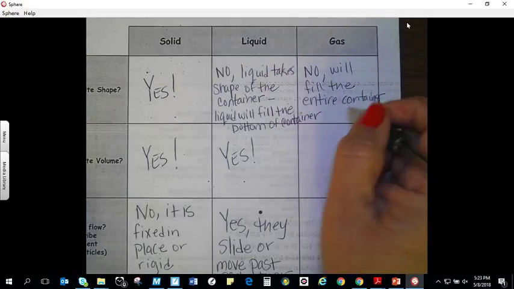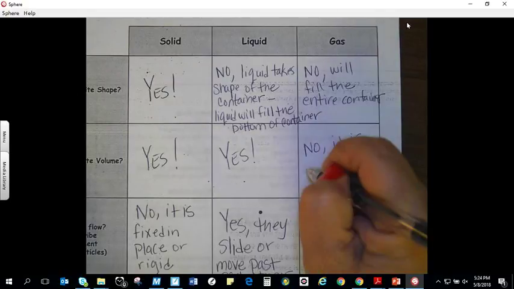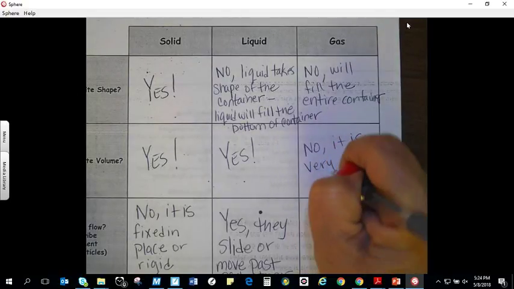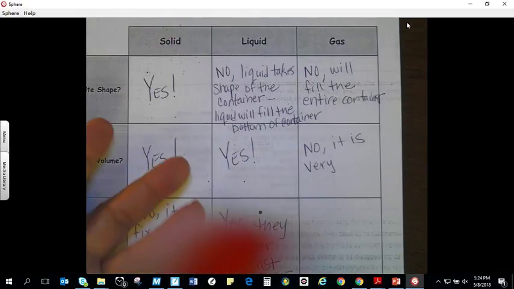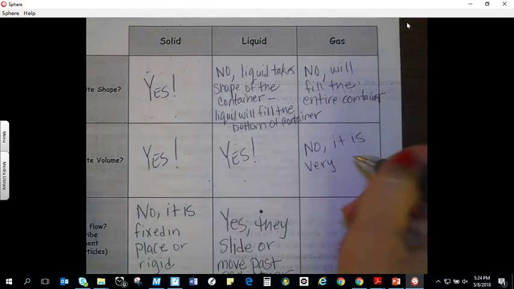Does it have definite volume? No, it does not have definite volume. It is very compressible, which means that if you were to push it down, think of a balloon. Think of helium that's inside a balloon, or even your own CO2. When you blow into a balloon, you're blowing out CO2, and you can move that gas around inside a balloon. So you can squish it down and move it in a direction. So it is very compressible.